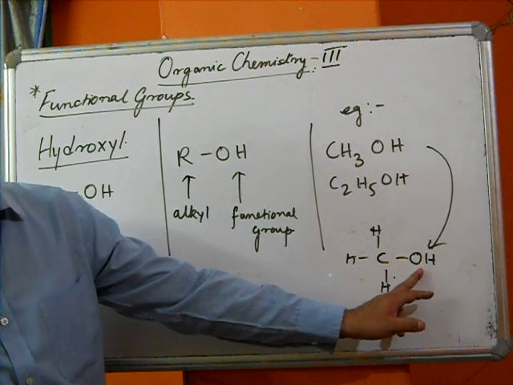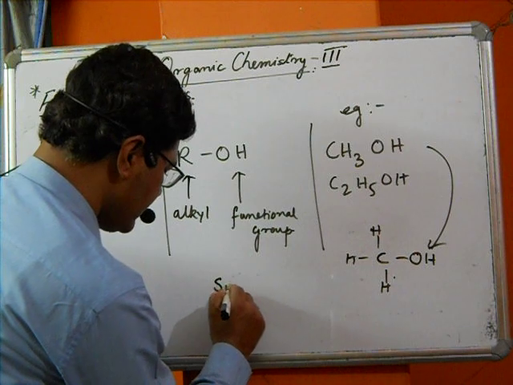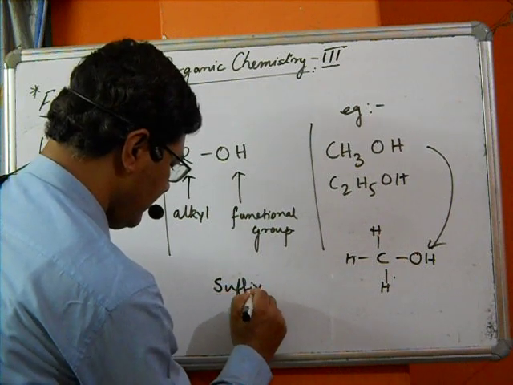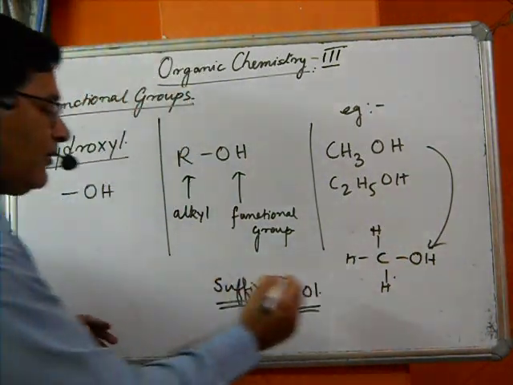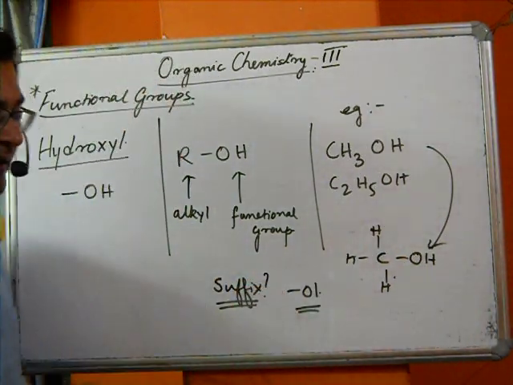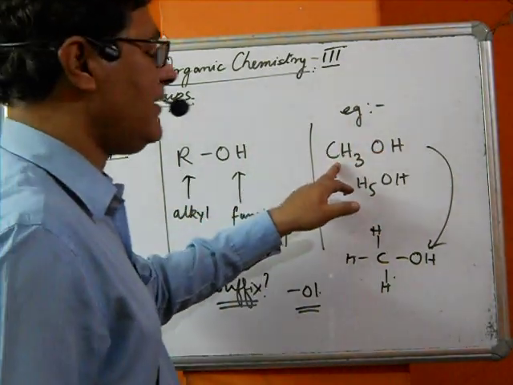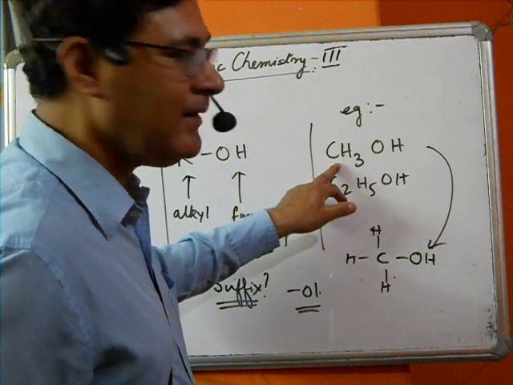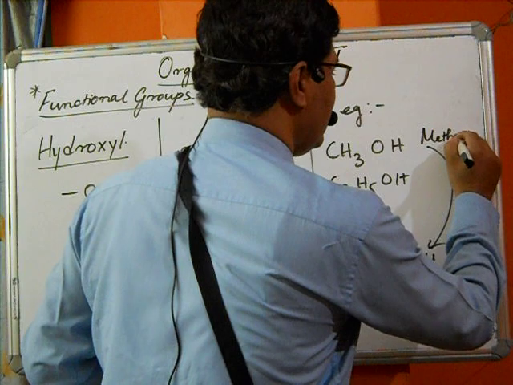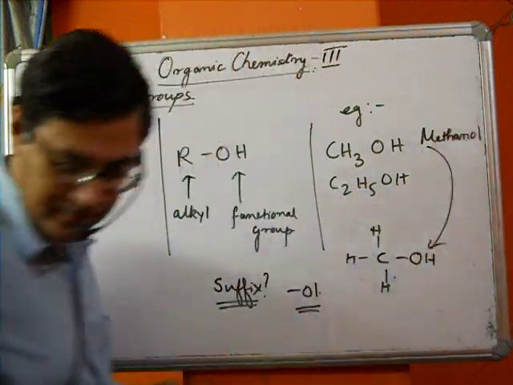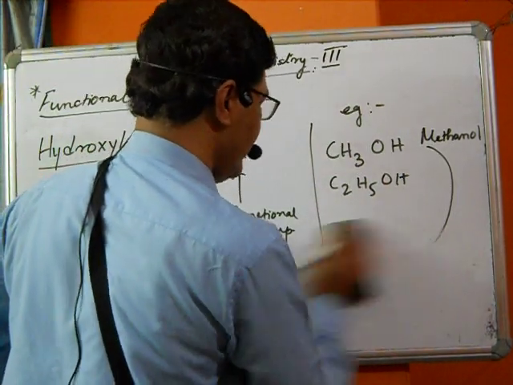Now remember, these types of compounds have a suffix as -ol. What is the meaning of suffix? Let's see. These compounds usually end with -ol. This has come from methane, so the name is methanol. Please understand. Let us see how the name comes. I'll tell you the names. Don't worry.